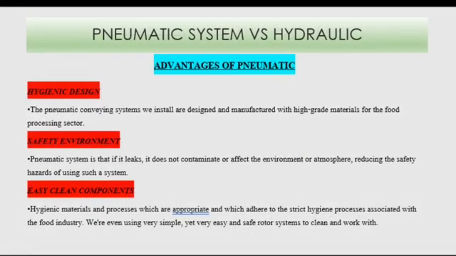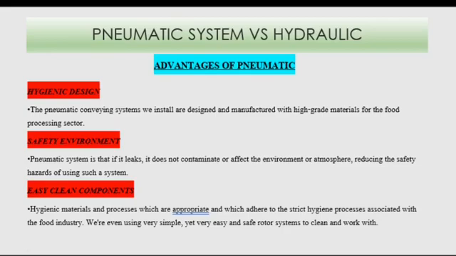There are several advantages of the pneumatic system compared to the hydraulic, and why we choose the pneumatic system in the food industries compared to the hydraulic system. The first advantage of the pneumatic system is a hygienic design. The pneumatic conveying systems we install are designed and manufactured with high-grade materials for the food processing sector. The type of material to convey and the size of the workplace are considered to ensure that it will be easy to clean, repair and maintain.